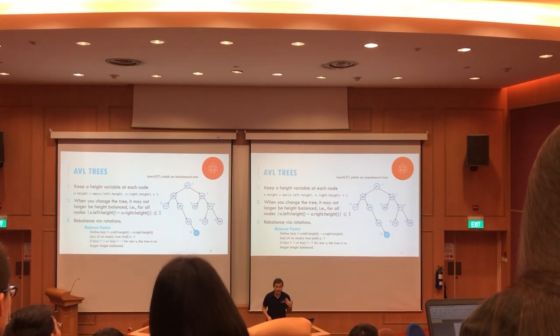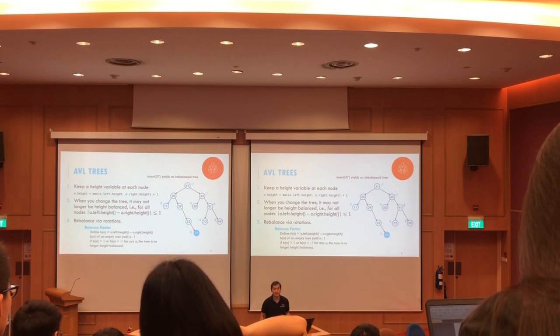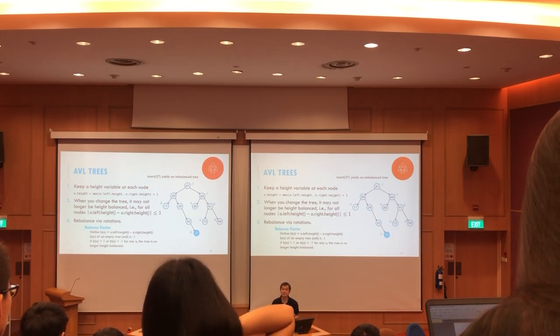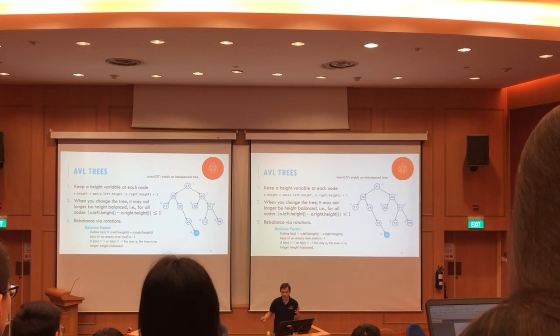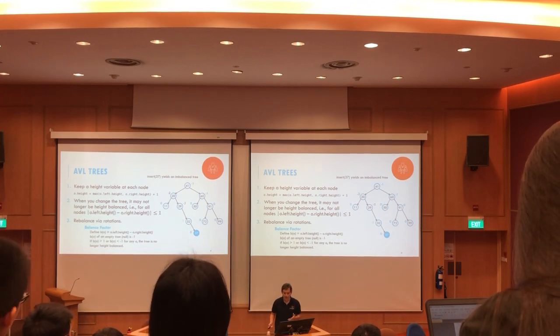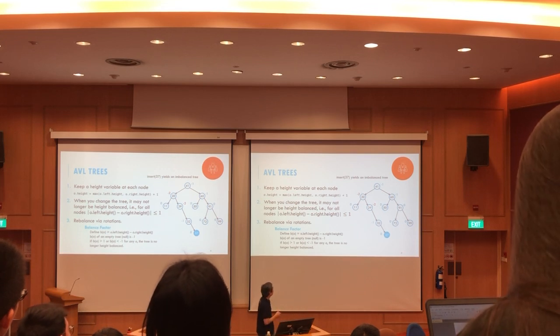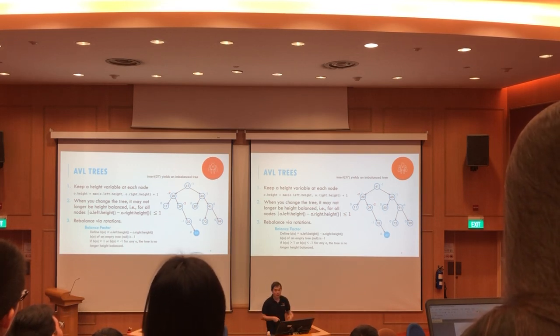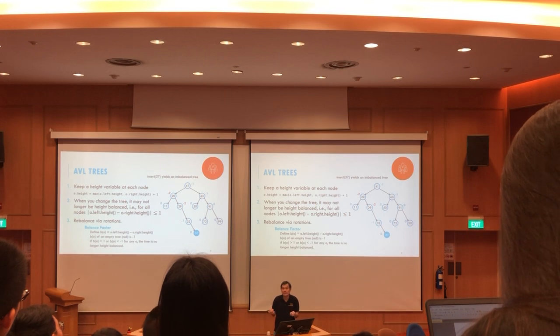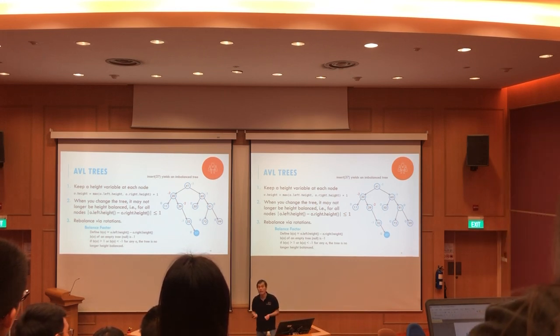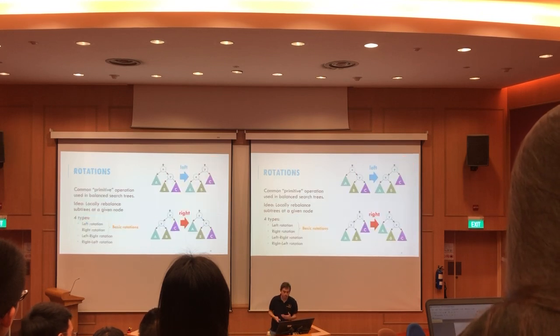Once you insert 37, something bad happens. The tree has become lopsided, so your balance factor gets off. It becomes -2 here. That means your invariant is broken and something's wrong. The tree is no longer height balanced, and we need to fix this somehow.